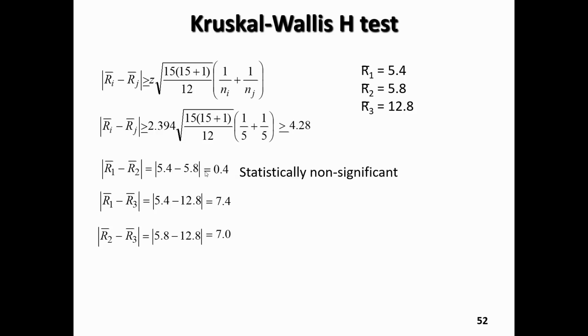So what we see right here, since 0.4 is not greater than or equal to our minimum significant difference, we would conclude that these two groups are not statistically different. So this is statistically not significant. And that relates back to the fact that the pain ratings provided by those participants between the two different treatments were not statistically different from each other.